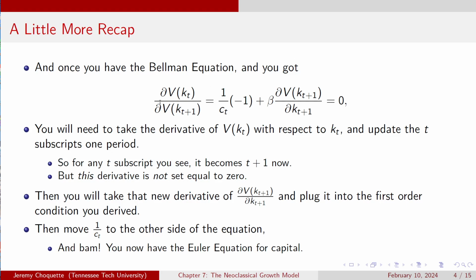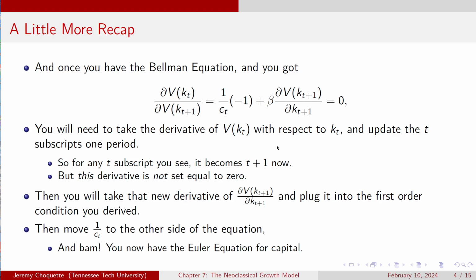But if you look at the left-hand side of this, well, you've got k_t and k_{t+1}, but these subscripts don't align. There's nothing you can do to make this derivative have the subscripts align properly. You need another derivative. You need to take the partial of v of k_t with respect to k_t, not k_{t+1}, and then you update that one time period. Now, when you get that derivative, the time subscripts will match up.